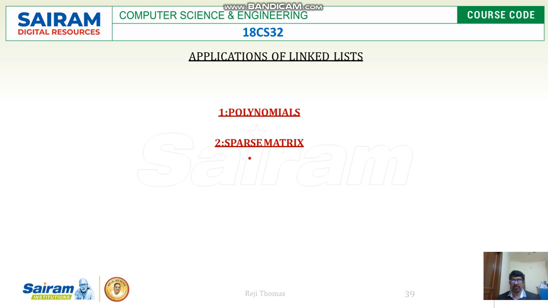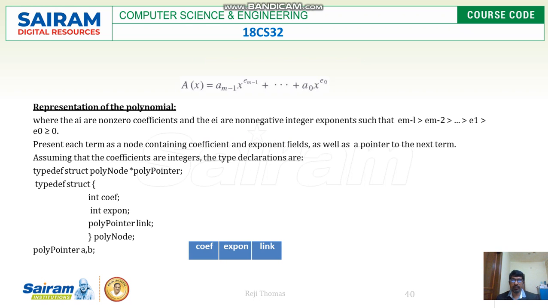Already we have seen these two applications for some other case. In this video we are going to see how we can use a linked list to represent a polynomial as well as a sparse matrix. So let us start with the polynomial. Polynomial we have seen in detail in the previous videos.